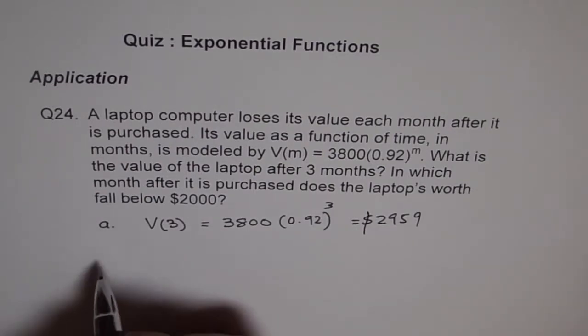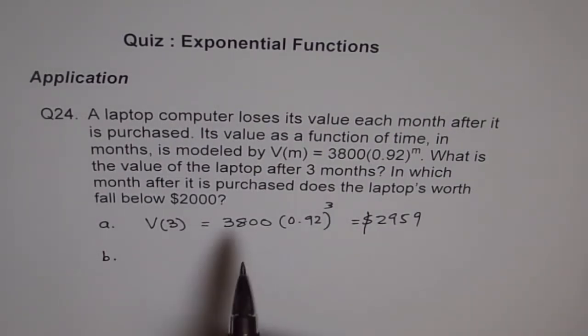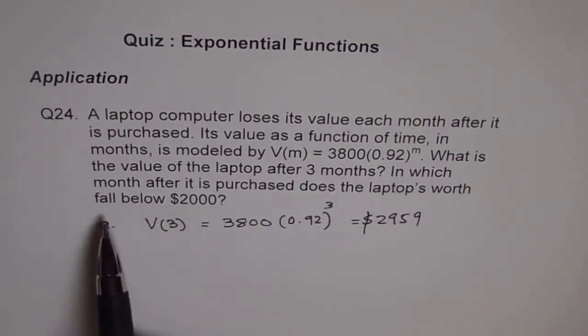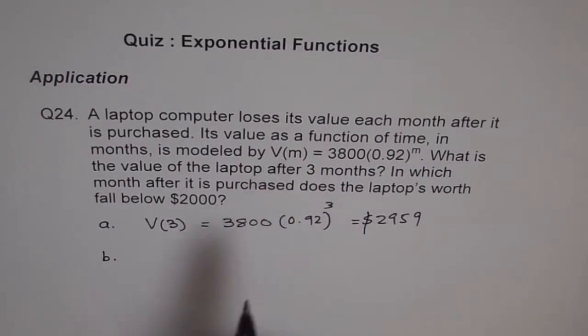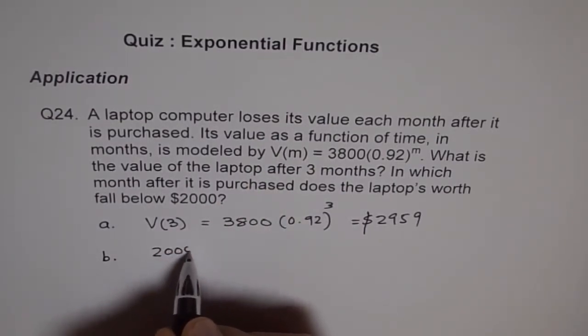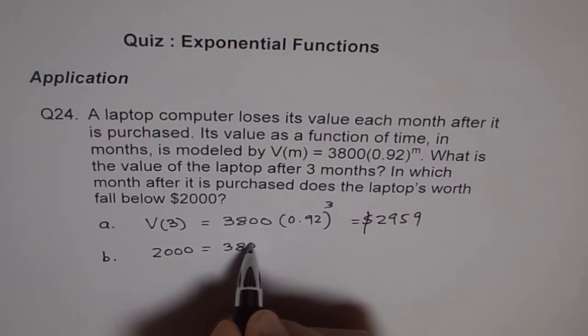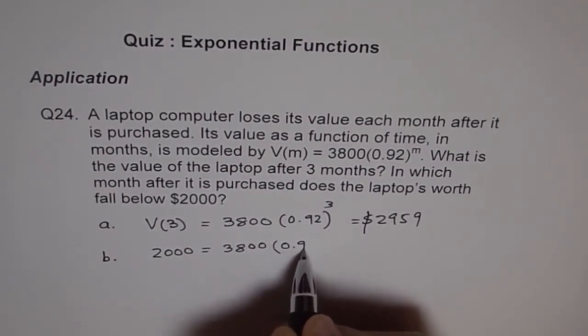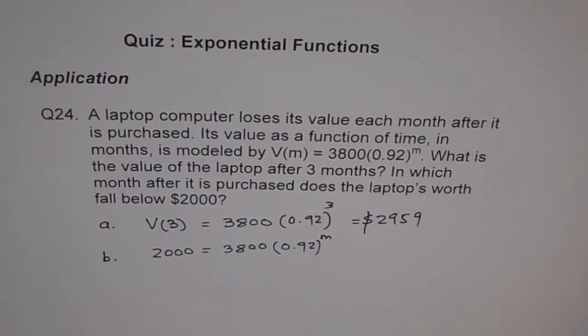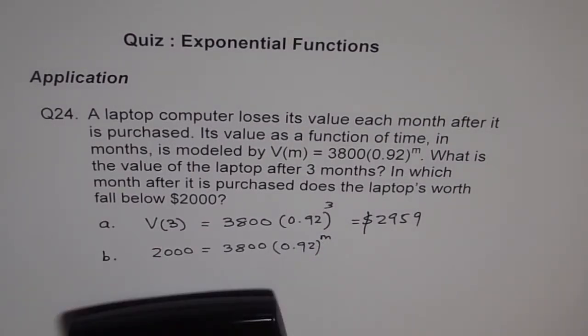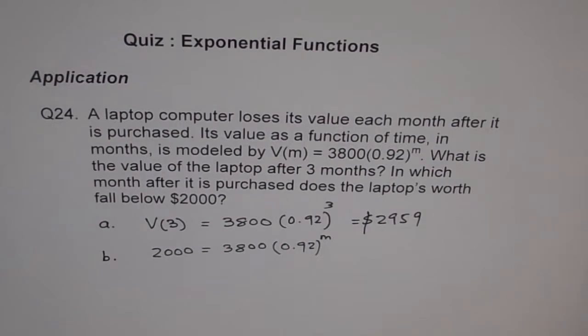Now the second part says, in which month will the laptop's worth fall below $2,000? So that means the value becomes 2000. We can write this as 2000 = 3800 × 0.92^m, and now we have to calculate the month m. To solve this kind of equation, we can follow two methods. One we call approximation, and the second is by using logs. Let me teach you how to do it with logs first.